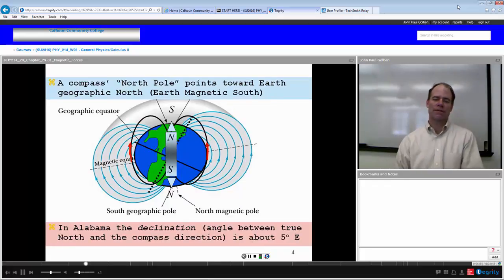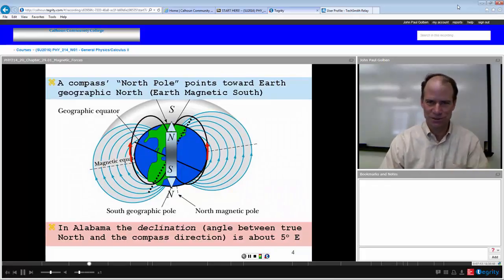In Alabama, the declination, at least at the point where I made this slide, is about 5 degrees east. So if you had a compass in Alabama, you could be about 5 degrees off from true north. Of course, I've heard other reports where the declination is right on. To be sure, I would just use your iPhone GPS, and then you'd be exactly right.